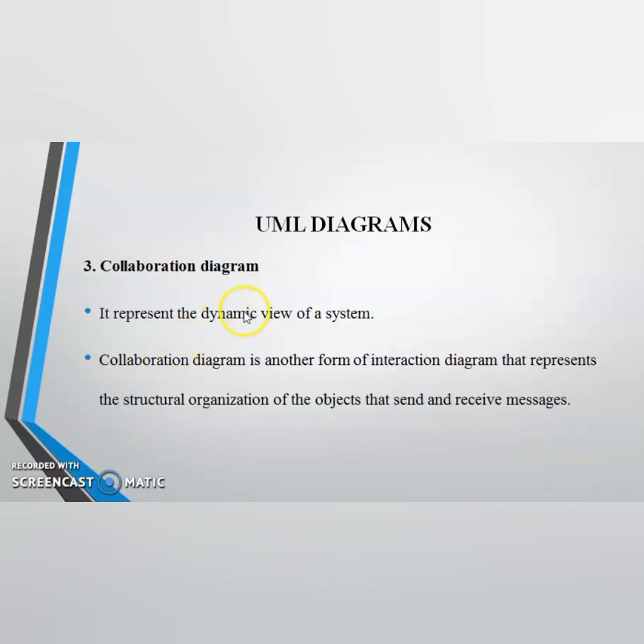The third diagram under behavioral is the collaboration diagram. It also represents the dynamic view of a system. This diagram is another form of interaction diagram. It represents the structural organization of the objects that send and receive messages.